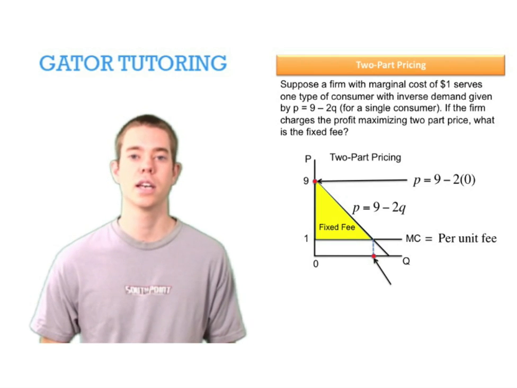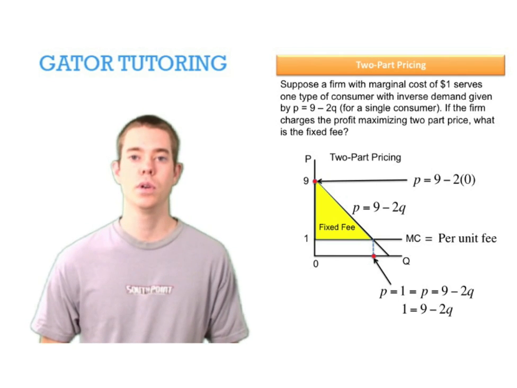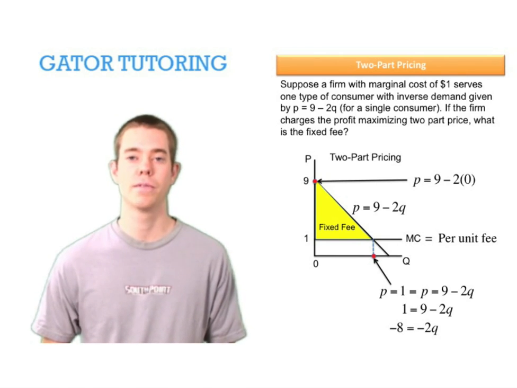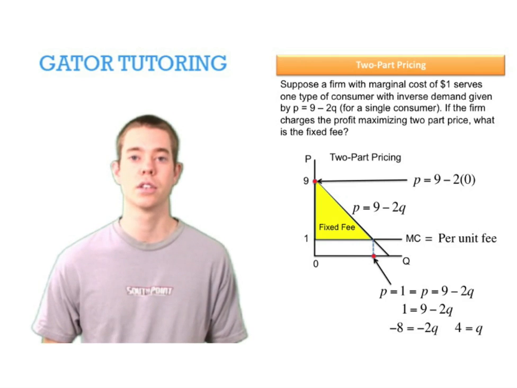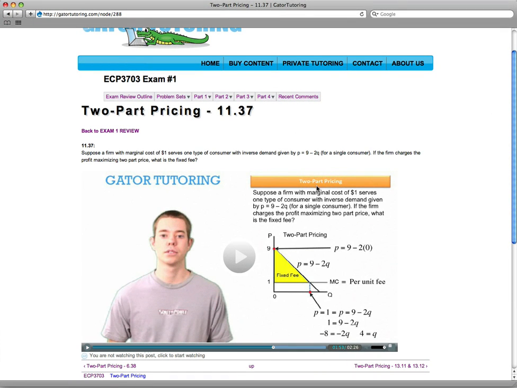Let's look at this second point. This second point happens where the line P equals 1, which is our marginal cost, which is a straight line intersecting at $1, and P equals 9 minus 2Q, which is our inverse demand. That point happens where they cross, so we can set them equal to solve. Doing this, and doing some algebra, we divide through by -2, and we find that our Q star, in this case, is 4 units.